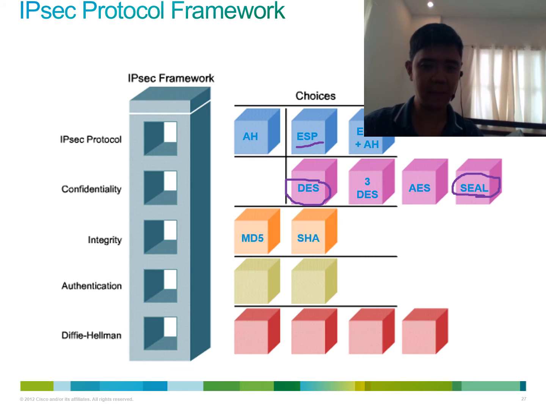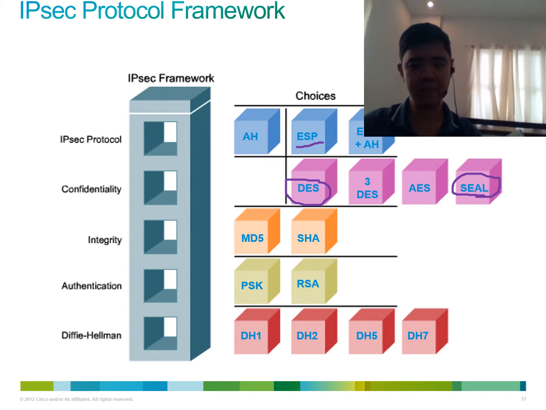For integrity, the ones that address that are the hash algorithms, MD5 and SHA. Then there are two options for authentication, PSK and RSA. It is very important that for these mechanisms there is a key management mechanism to apply, or key exchange, and for that we have Diffie-Hellman to handle it. We will discuss this further in part 3 of this module.